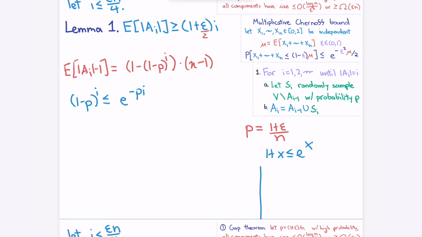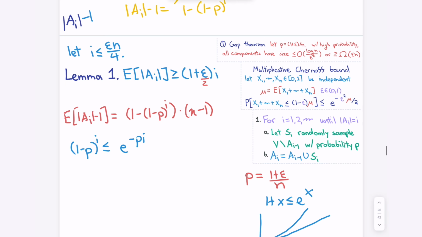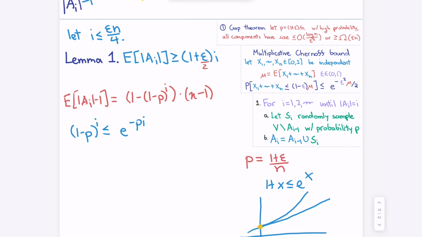And if you actually plot this thing, e^x will look like this, 1 + x will look like this. But at 0, they're exactly equal, and very close to 0, they're really, really close to equal. So you're not giving much up in this inequality. Okay, so this will be less than or equal to e^(-pi).